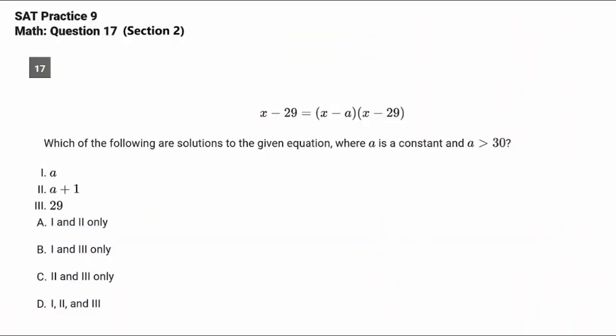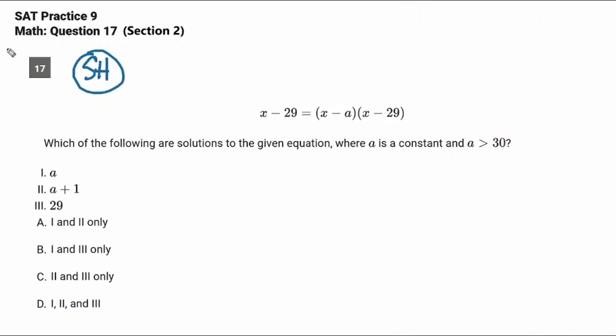We're on SAT Practice Test 9, Math Section 2, Question 17. What's the level of difficulty here? It's definitely hard. Most people are going to find it stupid hard. The first 16 questions on Section 2 of SAT Practice Test 9 are not that bad. Section 1's not that bad. And then from this point on, most of the questions are just ridiculous. They're really hard. You got this equation. Which of the following are solutions to the given equation where a is a constant and a is bigger than 30?